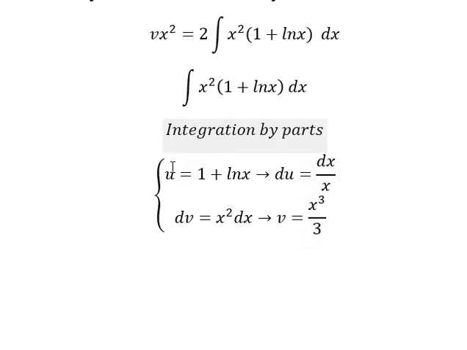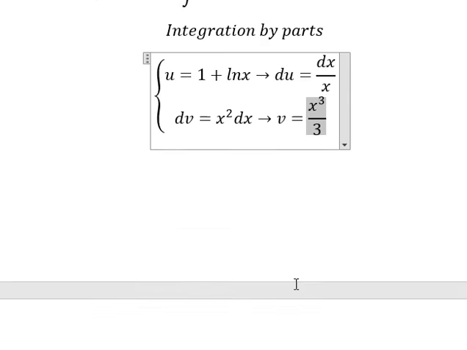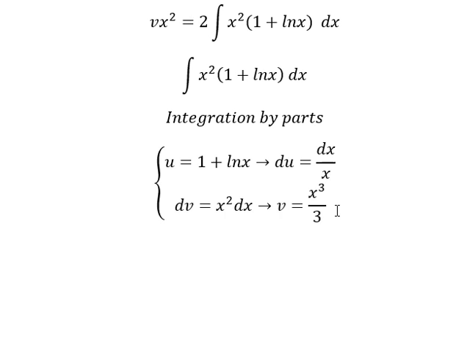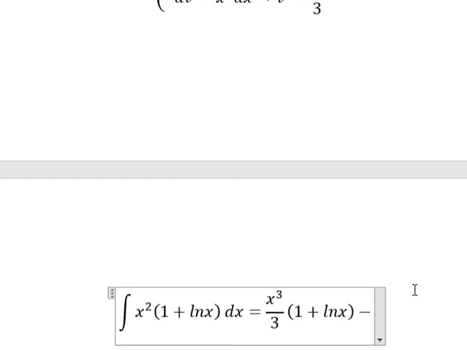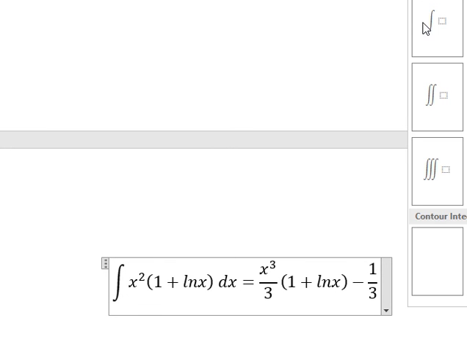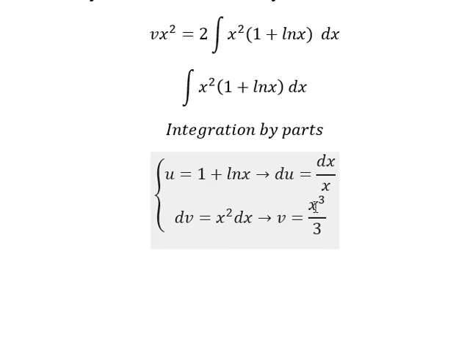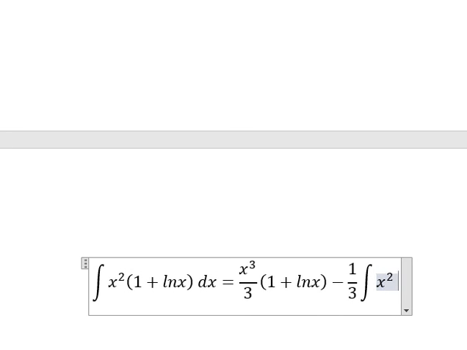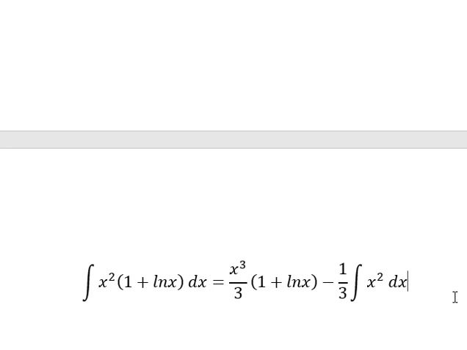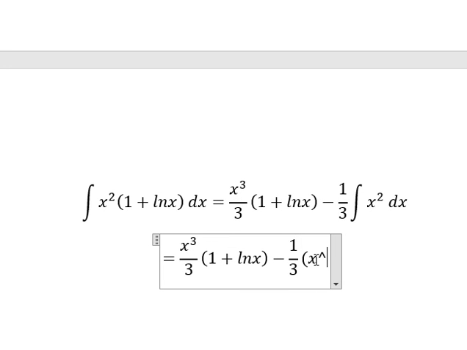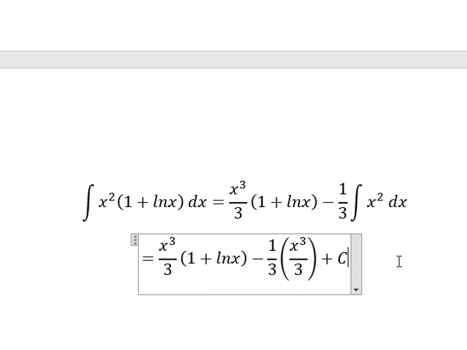So we have u multiplied by v, minus the u multiplied by v, so we have 1 over 3. And now we have the integration. So x to the power of 3 divided by x, we have x squared. The integration of x squared, we have x to the power of 3 over 3. And I will put c.